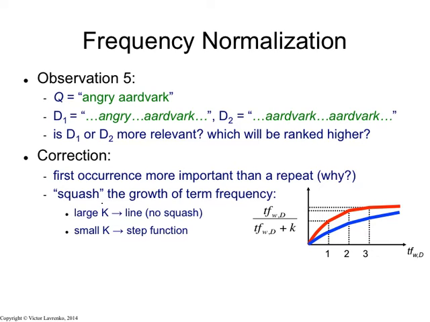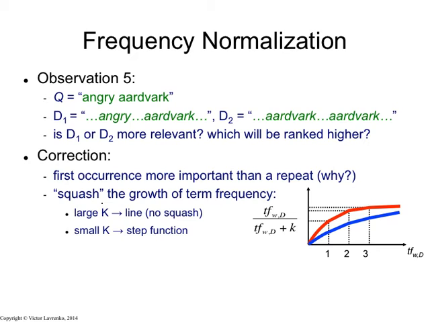So the first occurrence of the word is very important. The second is less important. The third is less, and so on and so on and so on. Okay. So we can encode that in our ranking formula by using a squashing function. So we can take the TF, the frequency of aardvark in the document, and squash it.